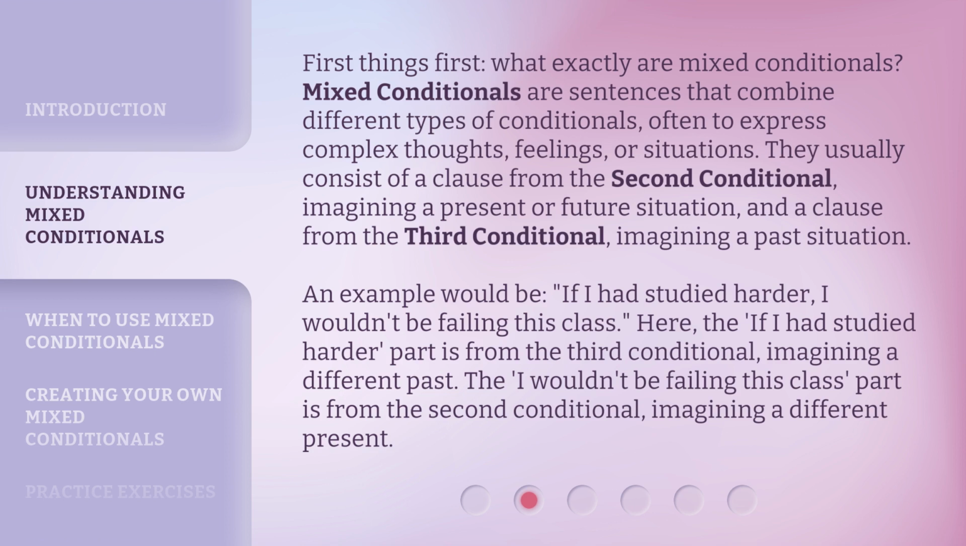An example would be, "If I had studied harder, I wouldn't be failing this class." Here, the "if I had studied harder" part is from the third conditional, imagining a different past. The "I wouldn't be failing this class" part is from the second conditional, imagining a different present.